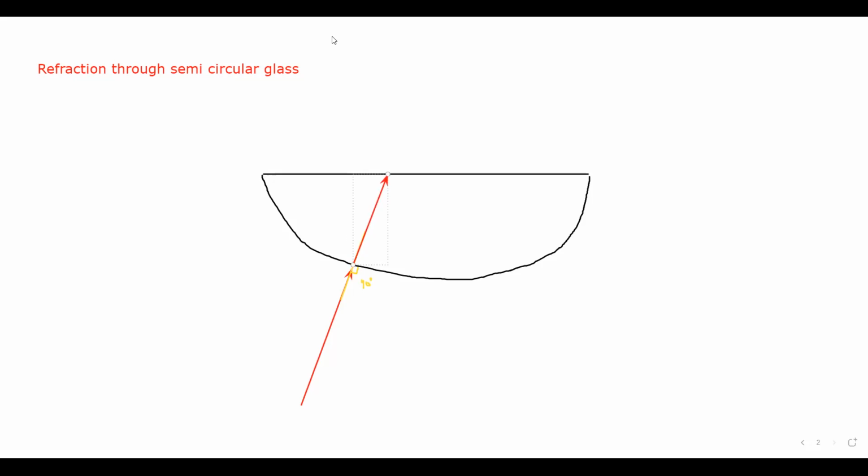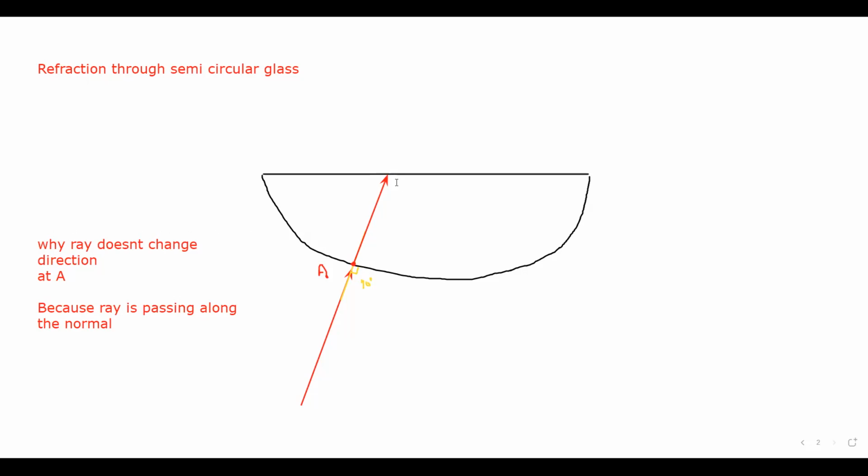So if this point is marked at A, and the question is why the ray does not change direction at A, what is the reason? The answer is because the ray is passing along the normal, or passing in the same direction as the normal. That's why it does not change the direction at point A.